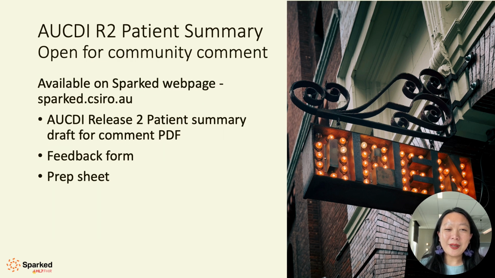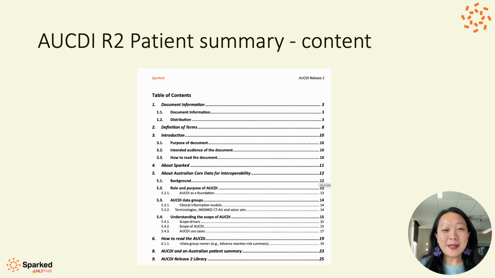The AUCDI Release 2 Patient Summary component draft for comment is available on the Sparked website. On the AUCDI page, you'll be able to find a PDF of the document, a link to the feedback form, and a prep sheet if you need it. Similarly to AUCDI Release 1, this release begins with the background context on the AUCDI and explanation of the scope for AUCDI Release 2 Patient Summary. There is also some guidance on how to read the clinical information models for each of the data groups. The document then details the data groups.